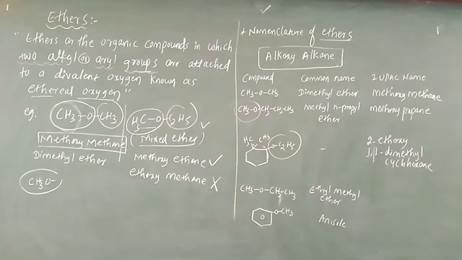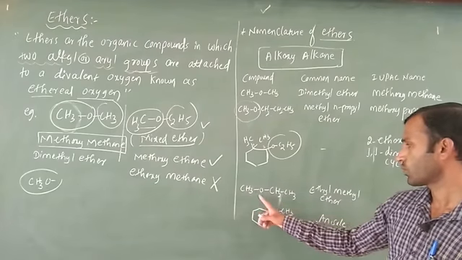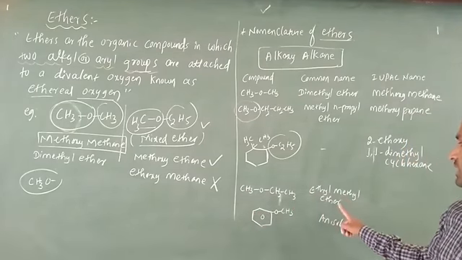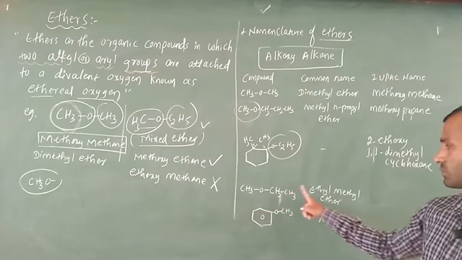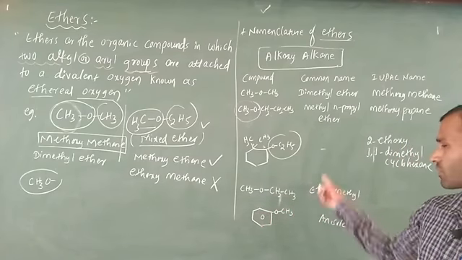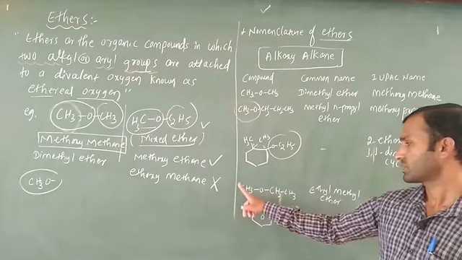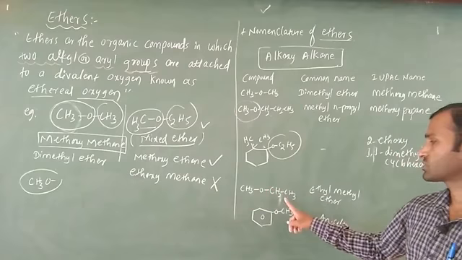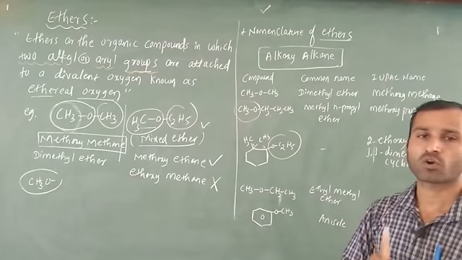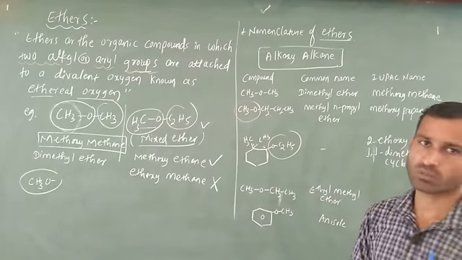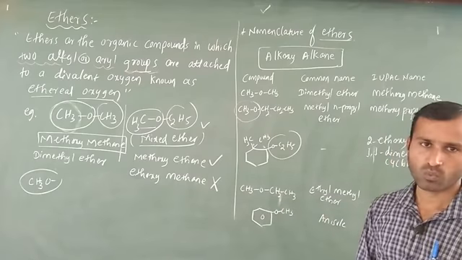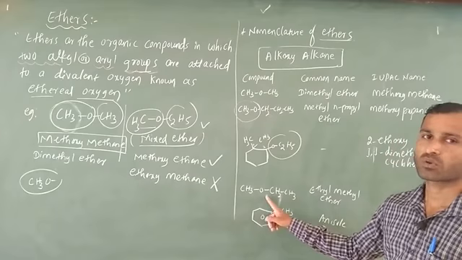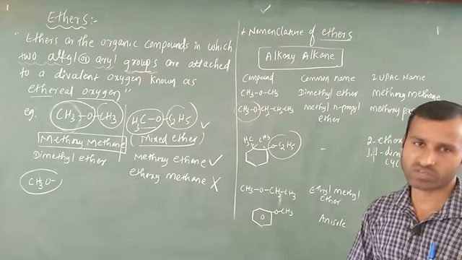Is it clear? The next one, CH3OCH2CH3. This is called ethyl methyl ether. Ethyl comes first, alphabetical order, then methyl, because this is the common name. Next point is important. What is the IUPAC nomenclature? You have to write in the comment box. I am going to give some very simple work, 5-minute work. What is the IUPAC name of this one? You have to write in the comment section, everyone.